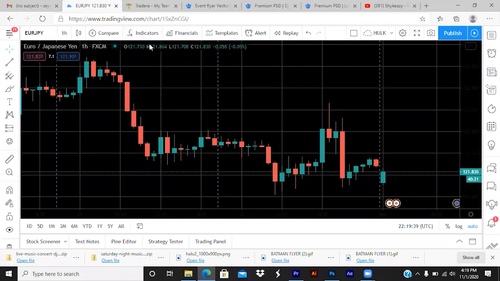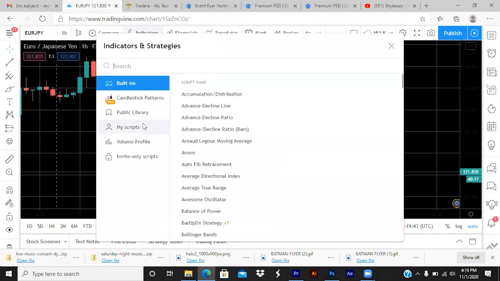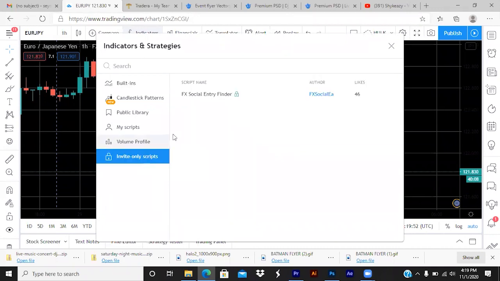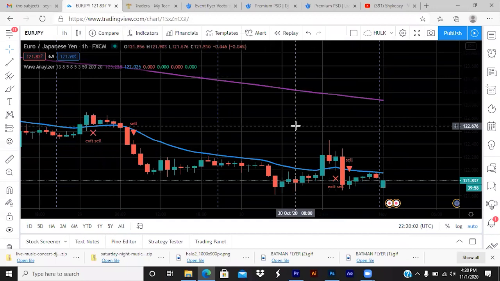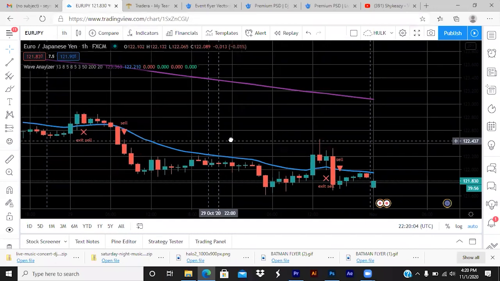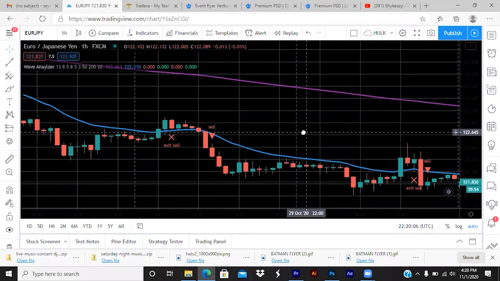So let's go to indicators. If you haven't got it approved, it won't pop up. But if you are approved, you will have a thing called invite-only scripts, and it says FX Social Entry Finder. So you'll simply click on it. As you see already, it has 46 likes, and that's amazing, family. So now it popped up like this. If you have Batman, most likely it'll pop up like this.